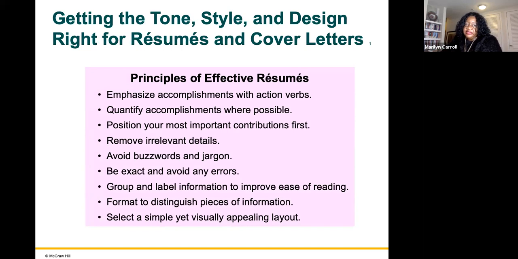So here are the principles of getting the tone, style, and design right for resumes and cover letters. So emphasize accomplishments with action verbs. Quantify accomplishments where possible, meaning add numbers. Position your most important contributions first. Remove irrelevant details. Avoid buzzwords and jargon. Be exact and avoid any errors. Group and label information to improve ease of reading, format to distinguish pieces of the information, and select a simple yet visually appealing layout. And we'll talk more about those in class.